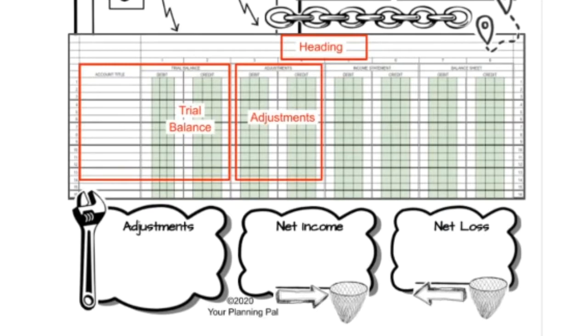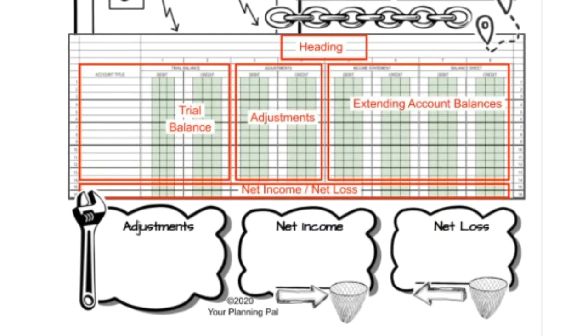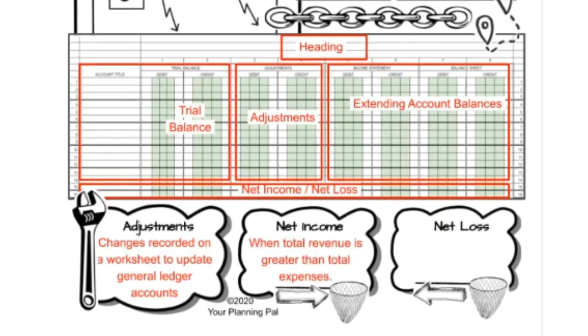Adjustments are another debit and credit section. And then when you extend the account balances over, you have 2 sections for debits and credits. One falls under income statement, the other falls under balance sheet. And down at the bottom, you calculate net income or net loss. So the definition of adjustments are changes recorded on a worksheet to update general ledger accounts. Net income is when total revenue is greater than total expenses, and net loss is the opposite. It's when total expenses are greater than total revenue.